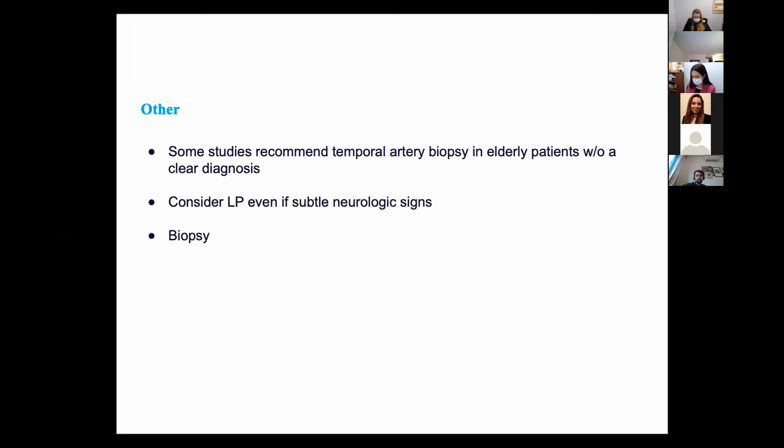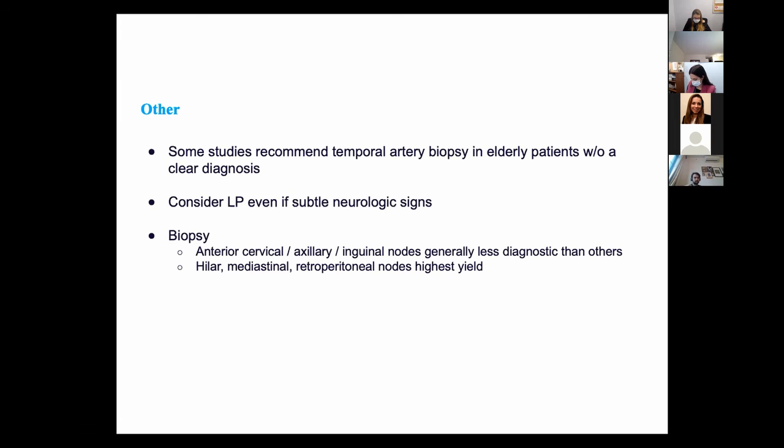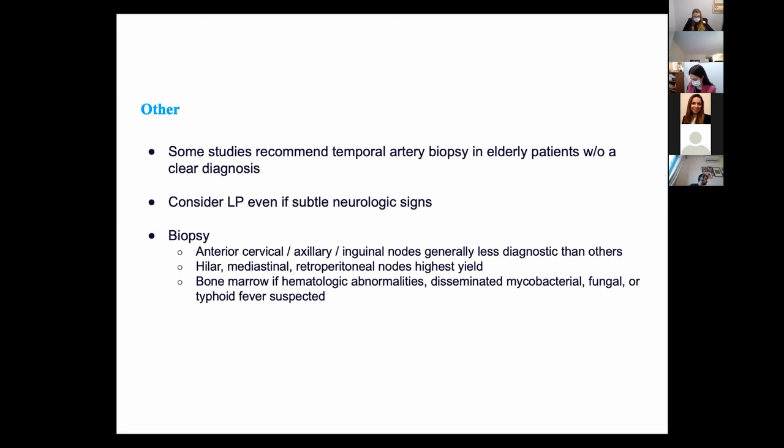Biopsy is always helpful of some sort of tissue that's abnormal. In general, your cervical, axillary, and inguinal nodes are less diagnostic than thoracic and retroperitoneal nodes. The hilar, mediastinal, and retroperitoneal nodes are the highest yield in general, but obviously less accessible. Bone marrow, if there are any hematologic abnormalities, is especially helpful for looking for disseminated mycobacterial and fungal disease and typhoid fever.